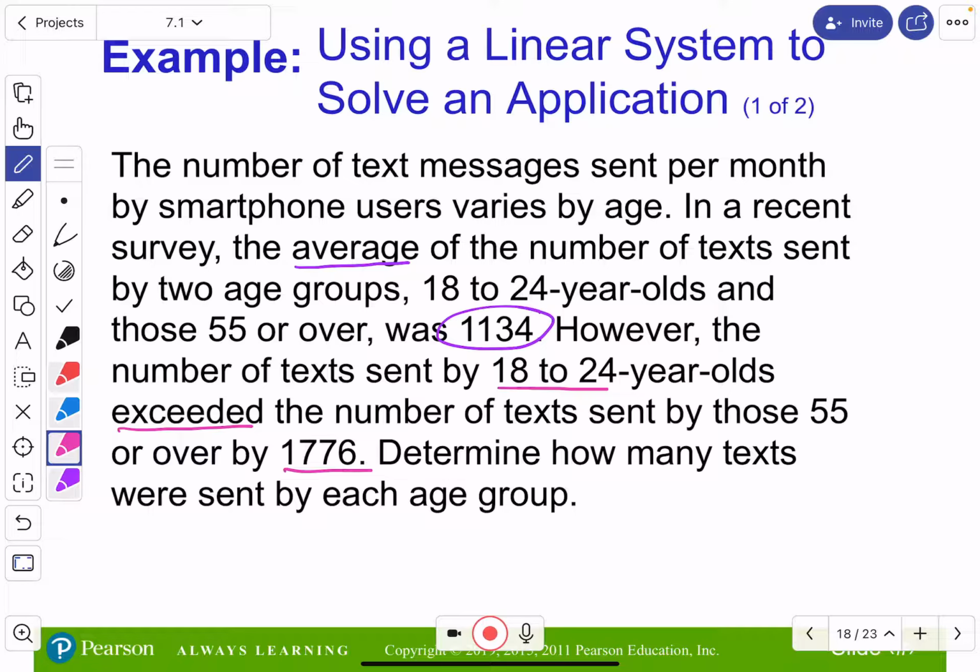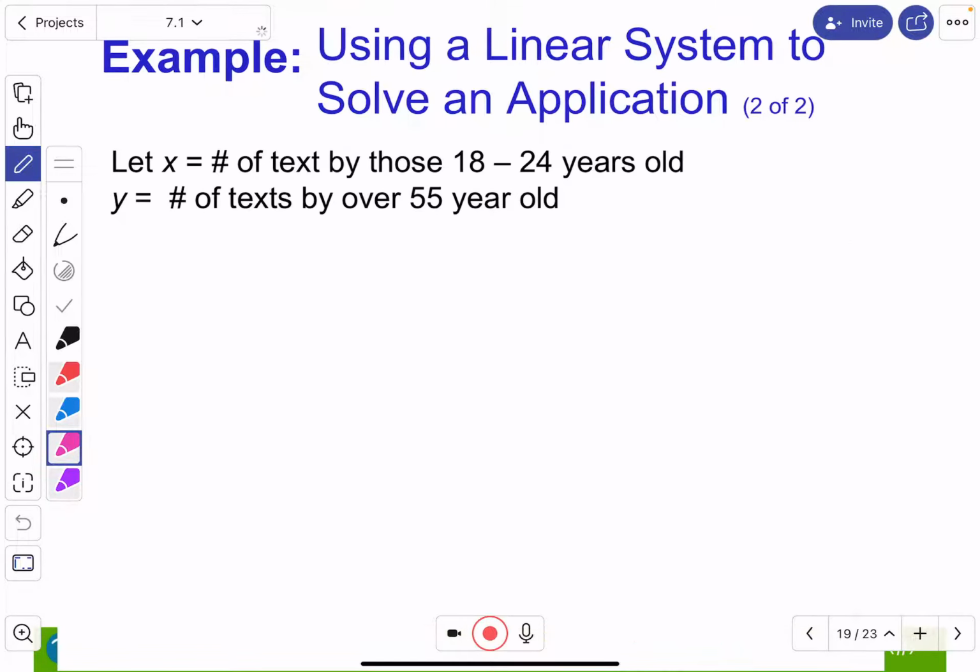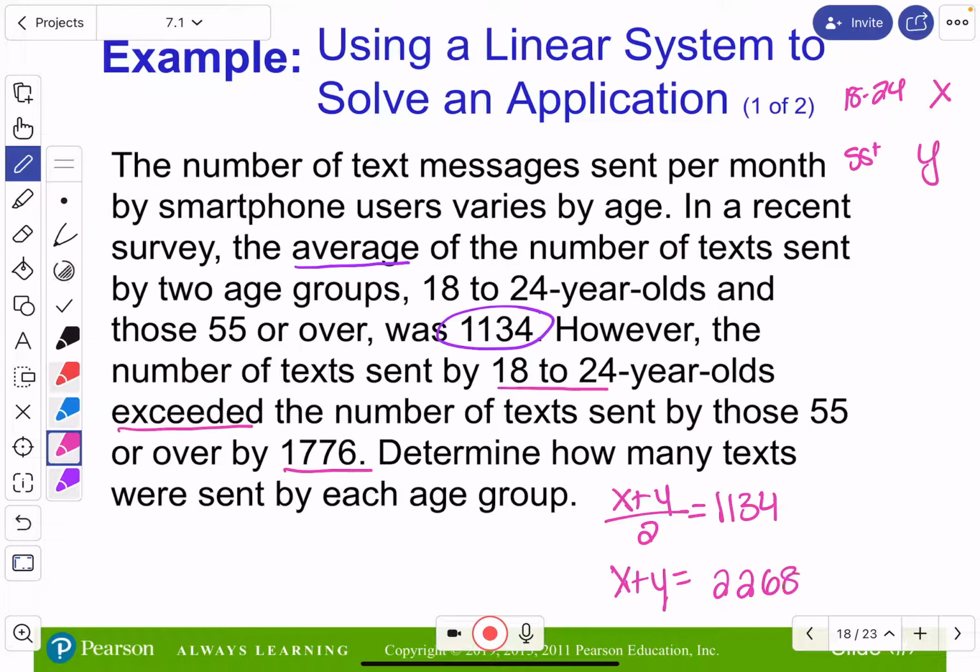So let's say our 18 to 24 group is going to be our X, and our 55 plus will be our Y. It's always good to define your X and Y. So the average, if we add them together and divide by 2, we got 1,134. If you multiply both sides by 2, you get X plus Y equals 2,268. That's one equation.